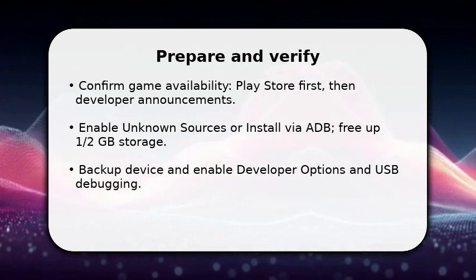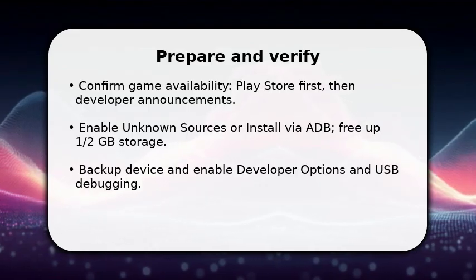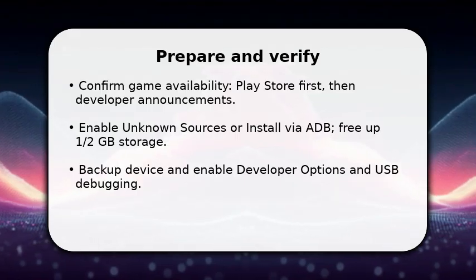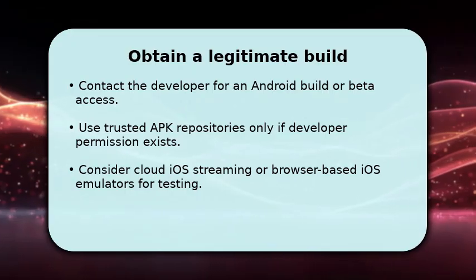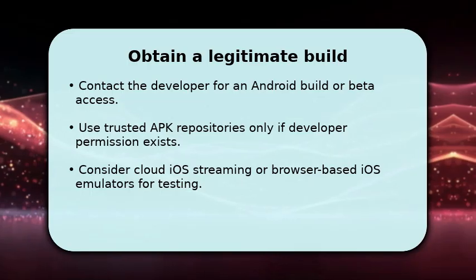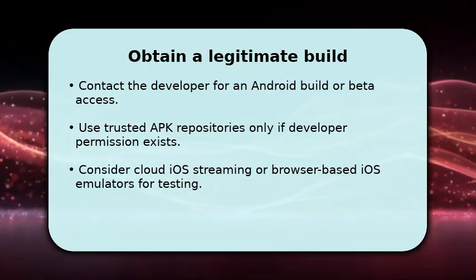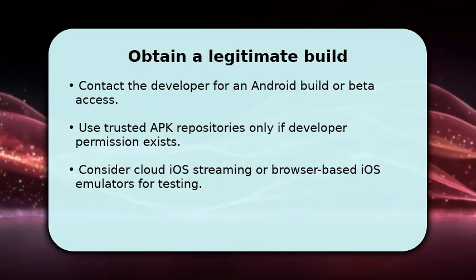Next, focus on acquiring a legal, compatible build. You should contact the developer first and request an Android release or beta access. This is the cleanest path. If the developer provides an APK or sign bundle, sideload via ADB install. Do not use unknown or pirated files. If no Android build exists, consider cloud iOS streaming services or browser-based iOS emulators for testing.